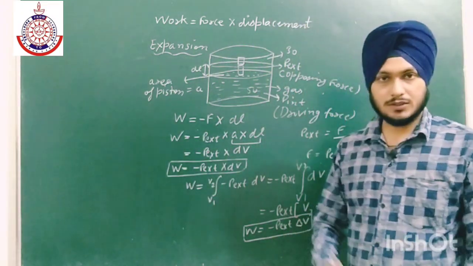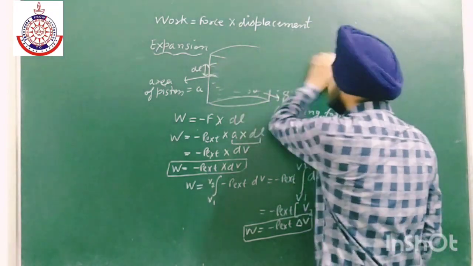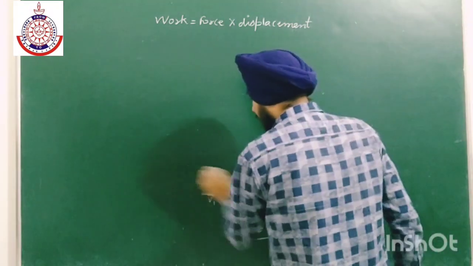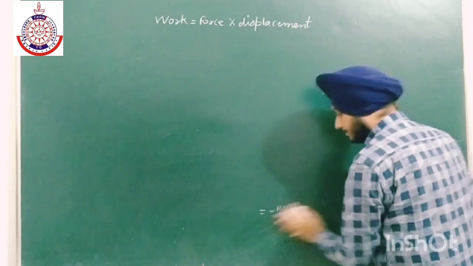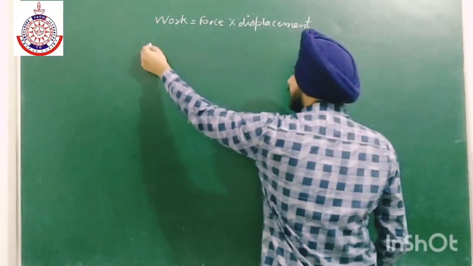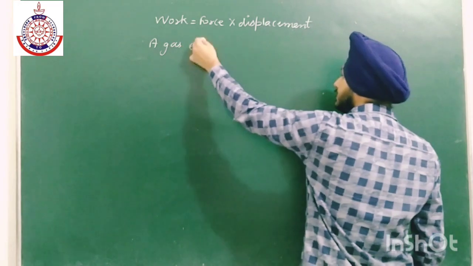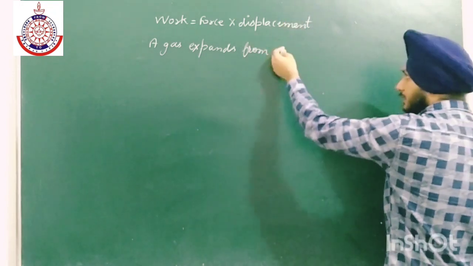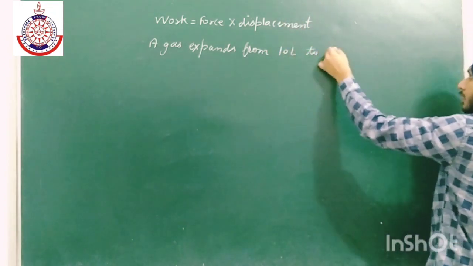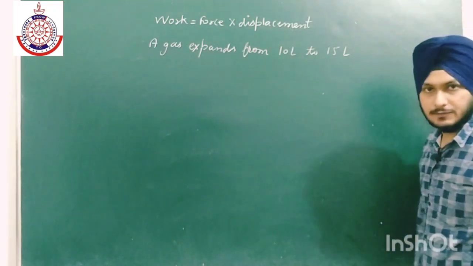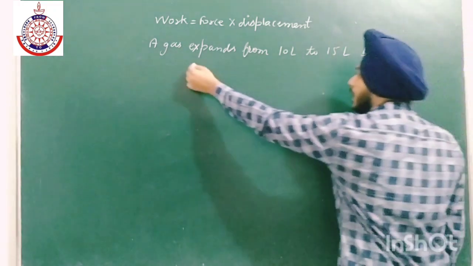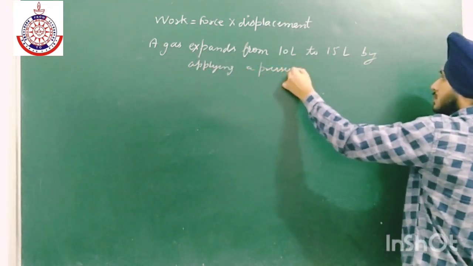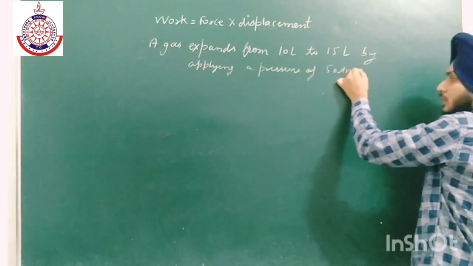Now let us do one question, a numerical problem related to this formula. For example, we have a problem that a gas expands from, let's say, 10 liter to 15 liter by applying a pressure of 5 atm. Calculate the work.